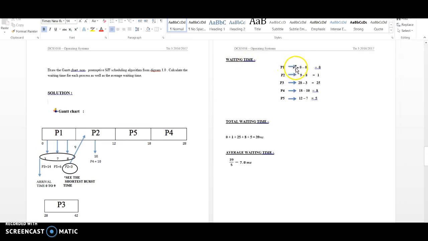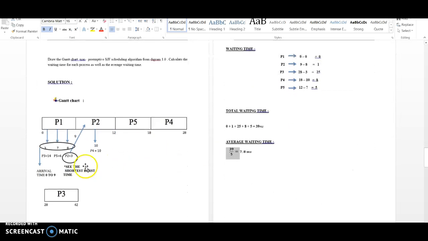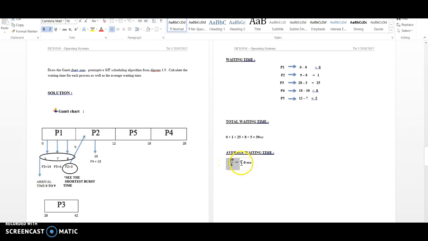So the waiting time is basically the same thing. We have 0, we minus the arrival time. So 9 minus 8. Then 28 minus 3. We look here, 28 is P3. Then 18 minus 10. Then 12 minus 7. So we have to plus everything. 39 we get. So 39 divided by 5, because we have 5 processes here. So the answer, the average waiting time, is 7.8.